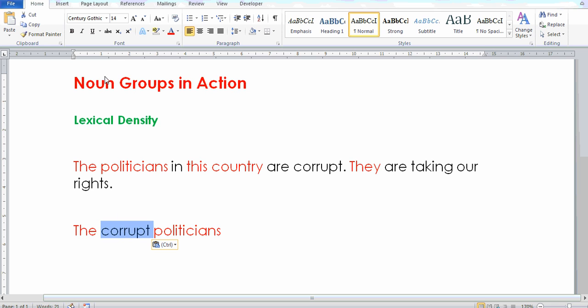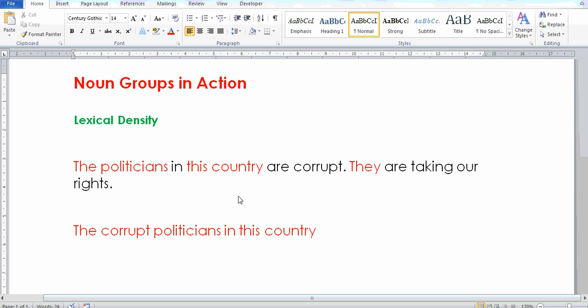The corrupt politicians. In this case, I've taken that piece of information, which was originally the focus of a sentence, and I've made it part of the noun group. So now I've said the corrupt politicians in this country. Now all of these words, while there's a few of them, all make one noun. Because in this case, this is the name of the people that I'm talking about, the corrupt politicians in this country. Rather than focusing a whole sentence on saying that they're corrupt, I've just implied that by making it part of the noun group.